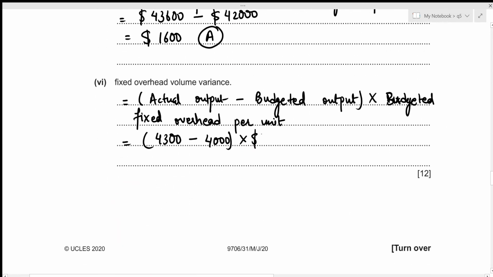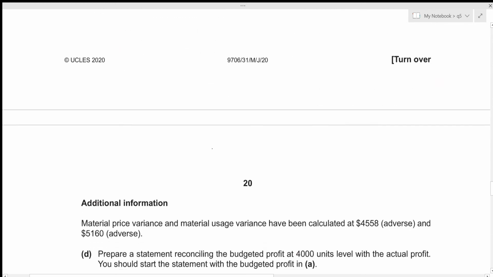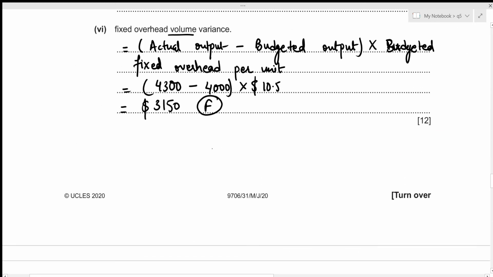Let's substitute this into our variance. So that's 10.5. And this gives our fixed overhead volume variance to be 4,300 minus 4,000 times 10.5, which results in the value of 3,150. And we are talking about the volume, right? Which means that in order to receive a favorable condition, we require the actual output to be greater than the budgeted output, which is the case in this particular question. So this obviously results in a favorable condition. All right. So this actually concludes the third part of this question. Now we can move towards the fourth one.